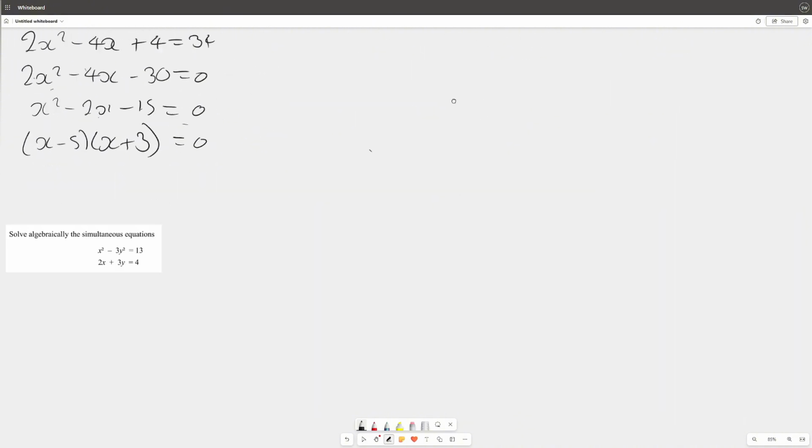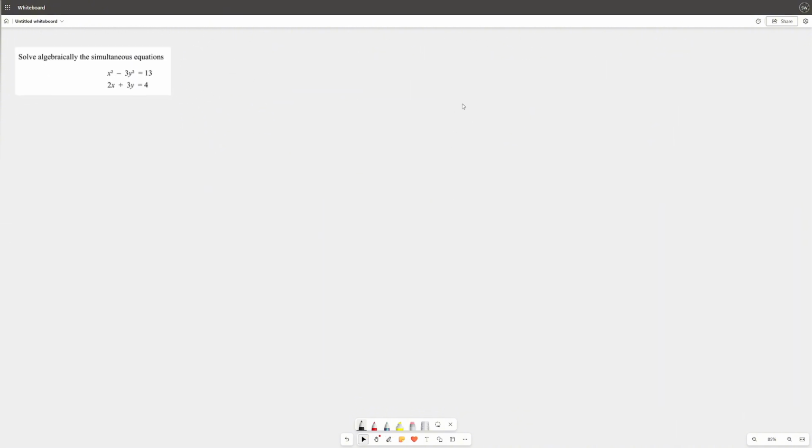Okay, and let's go on to the last example. x squared minus 3y squared equals 13, and 2x plus 3y equals 4. So we've got some different coefficients going on here, which is going to complicate things a little bit, but it shouldn't be anything we can't handle. So I've got 3y squared here, and I've got a 3y on the bottom, but I'm thinking I'm going to have to square whatever's on the bottom, so I'm not really going to do that.